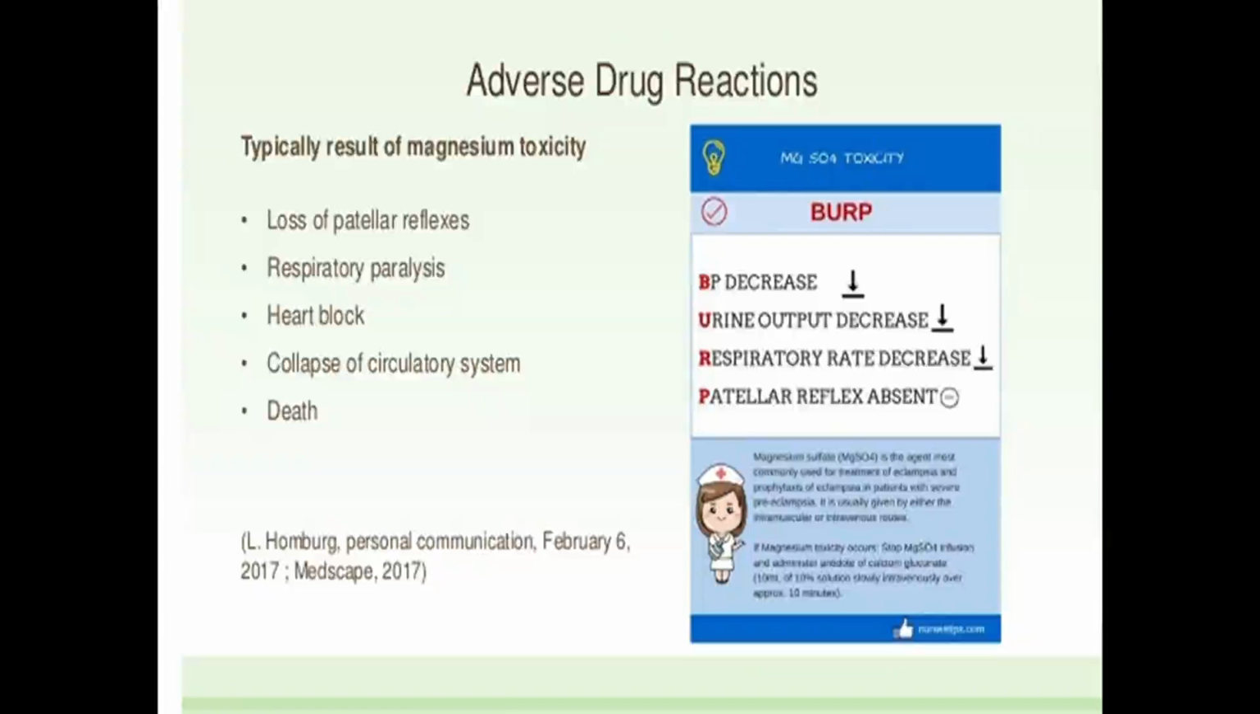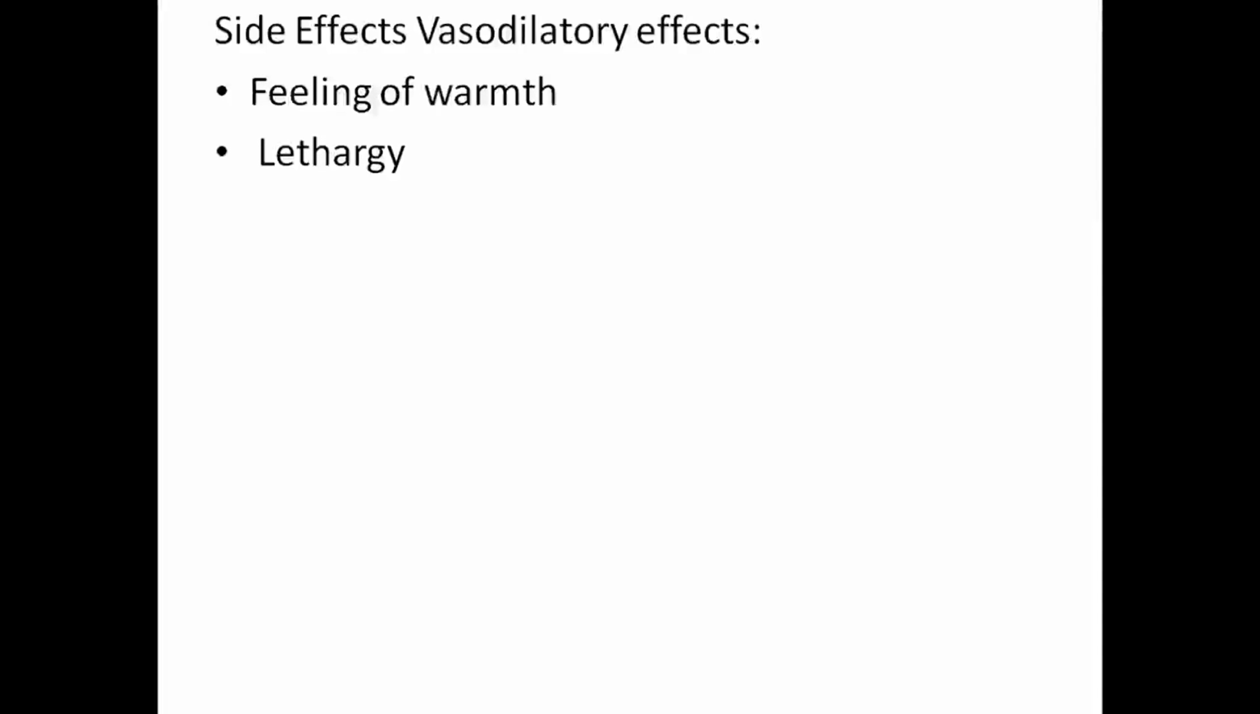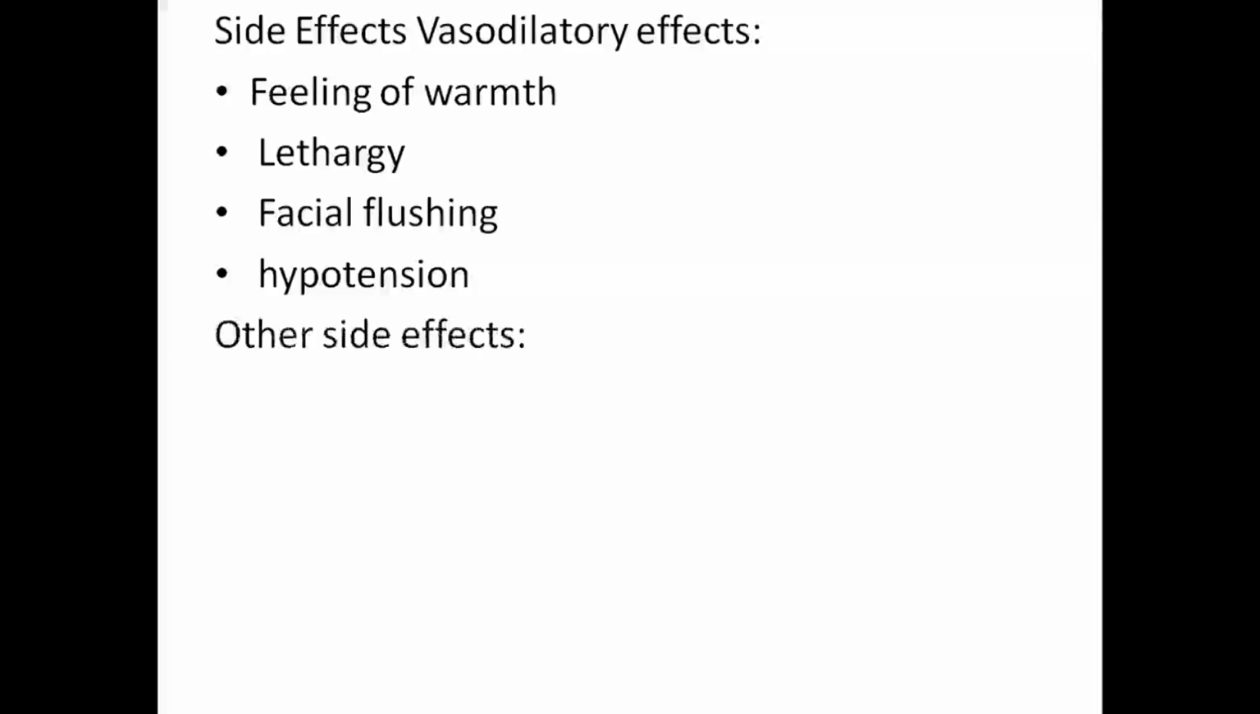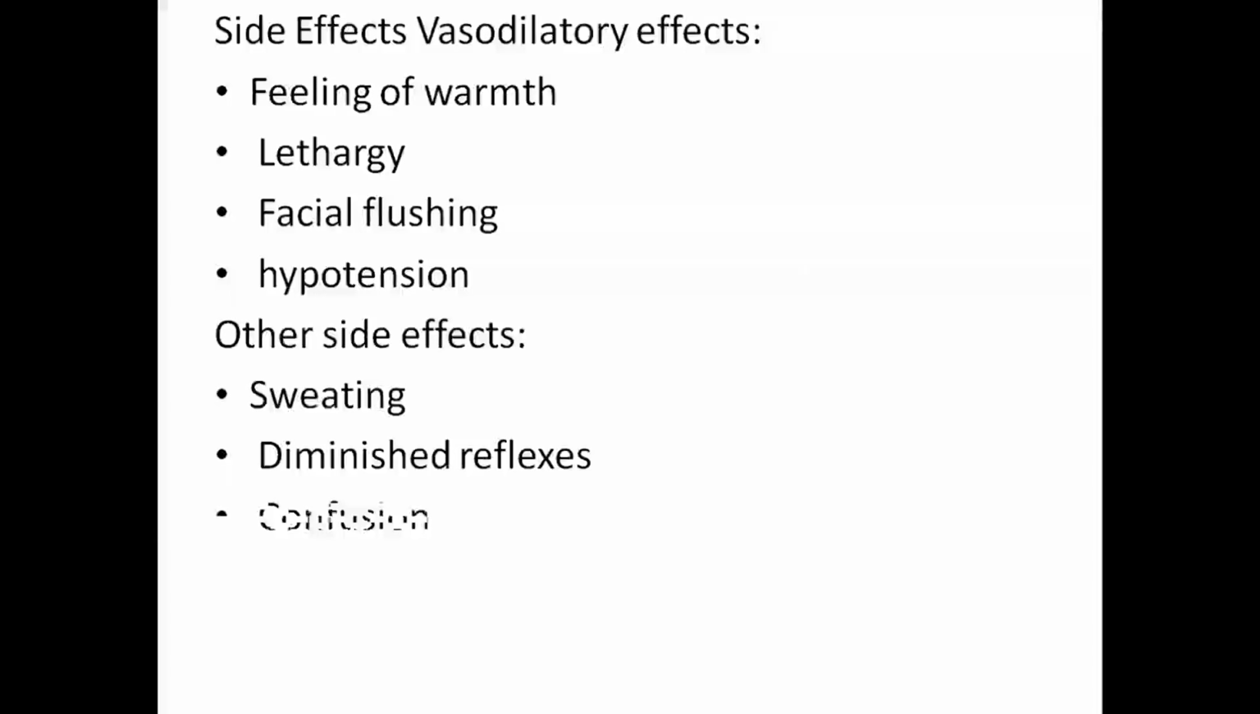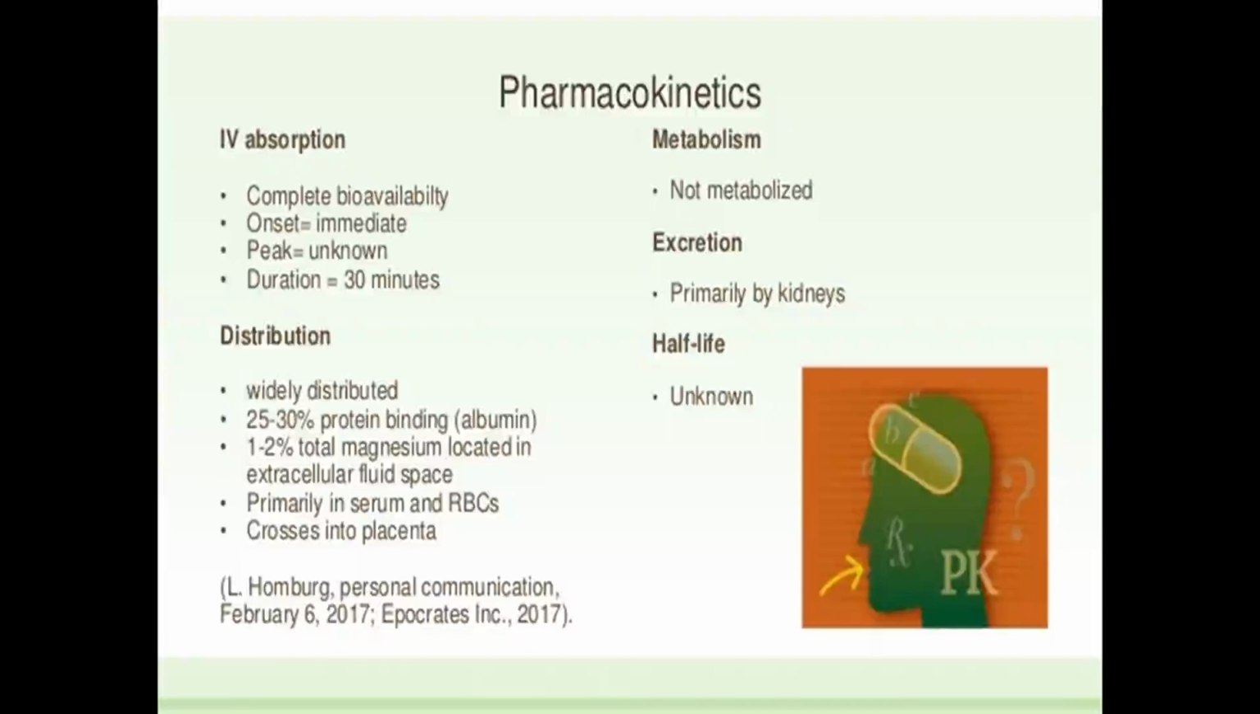The adverse reactions, that means the signs of magnesium sulfate toxicity, we can remember with a mnemonic, BURP: BP decrease, urine output decrease, respiratory rate decrease, and patellar reflex absent. These are the signs of magnesium sulfate toxicity. Side effects of vasodilatation: feeling of warmth, lethargy, facial flushing, hypotension. Other side effects include sweating, diminished reflexes, confusion, and intense stress. The pharmacokinetics: IV absorption is complete, onset is immediate, and duration is almost 30 minutes.